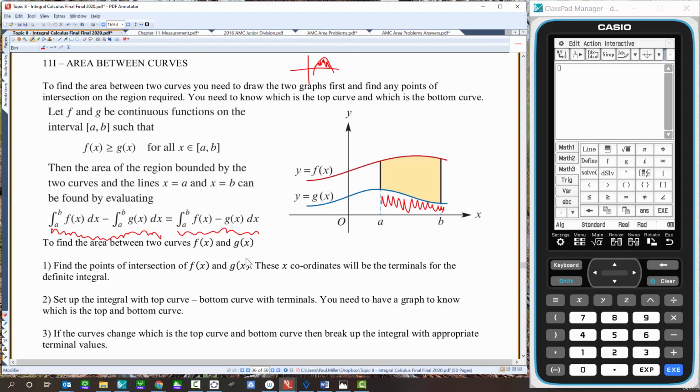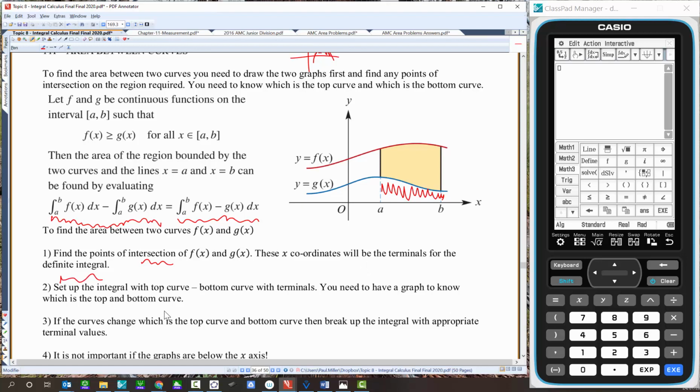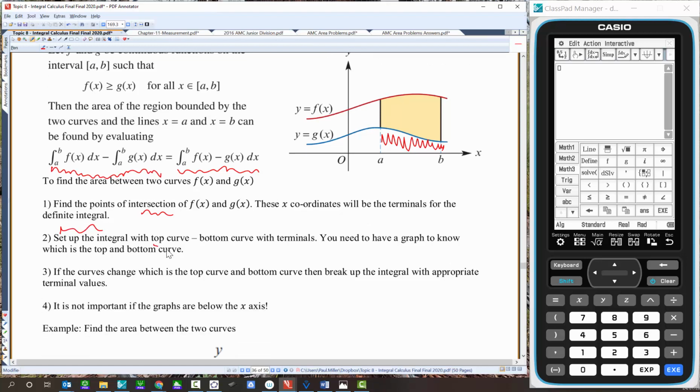So to find the area between two curves, f of x and g of x, what you want to do is find the points of intersection. I'll explain why in a sec. These x coordinates will be the terminals for the definite integral. Set up the integral with top curve, take away bottom curve, with terminals. Okay, so top curve, take away bottom curve. You need to have a graph to know which one's the top and which one's the bottom, i.e., sketch it. If the curves change which is the top and the bottom, break the integral with the appropriate terminal values.